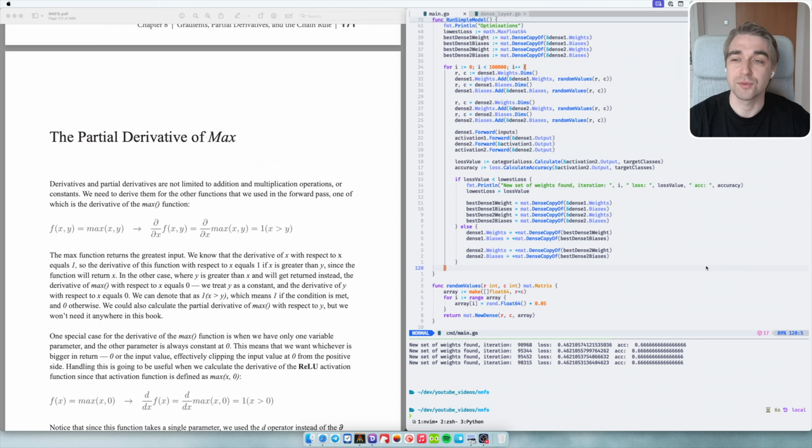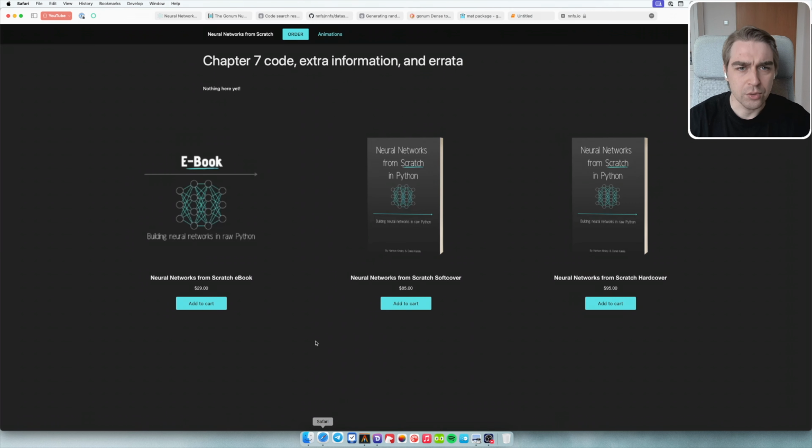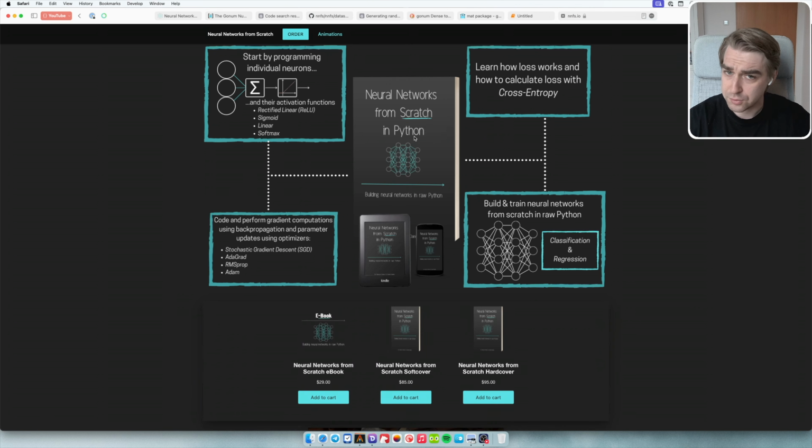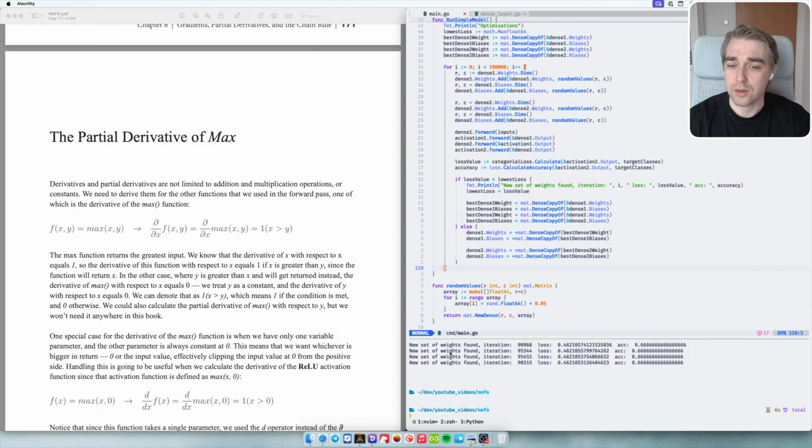Neural Networks from Scratch in Go, where we dive into the bare bones of what a neural network is, and we're using this book called Neural Networks from Scratch in Python. But again, as you can guess from the name of the series, we are not using Python, we're using Golang. Why Golang? Why not?